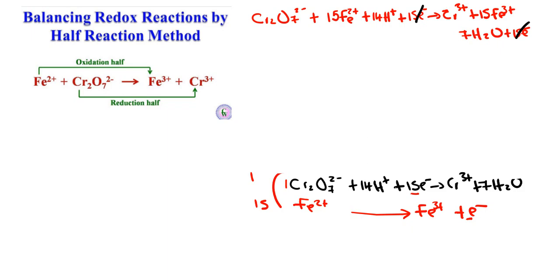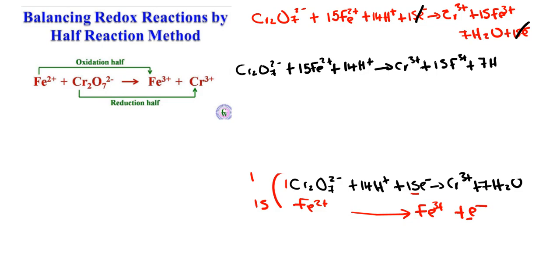So we have Cr2O7 2-, plus 15 Fe2+, then plus 14 H+, then that means we have chromium 3+, then plus 15 Fe3+, then plus 7 H2O. Alright, so this means that we remained with H+, we are in acidic media, so this is acidic media.